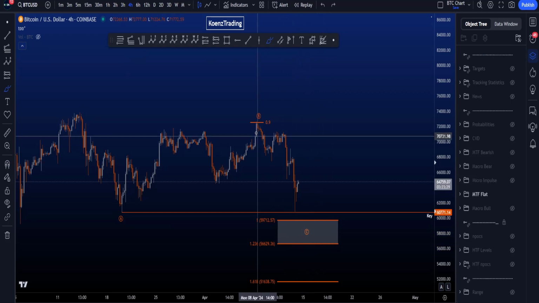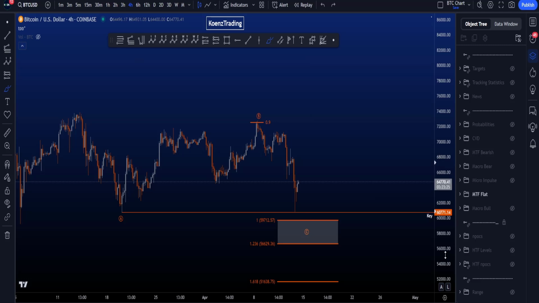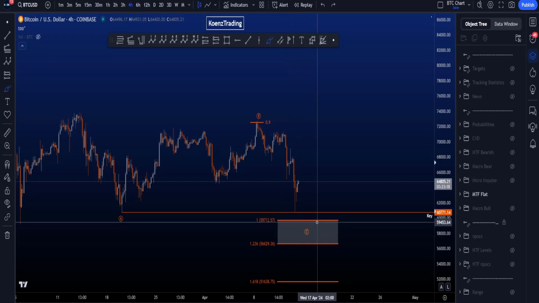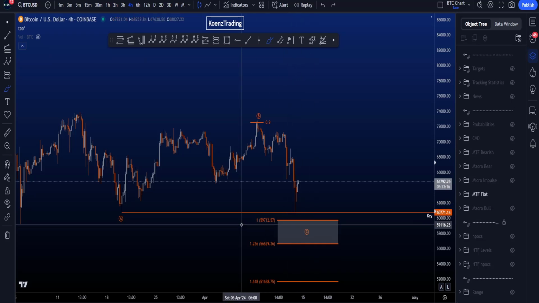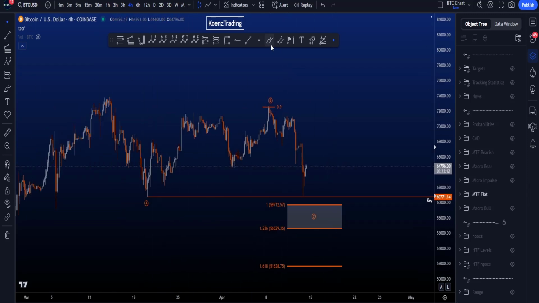And inside this wave B, we are then looking for an impulsive structure to the downside, where for a wave C, the minimum target is price moving below this wave A, which on my chart has not yet happened. Now, I do realize that on other charts it did, but that just increases the probabilities that on the Coinbase chart, we will also still take this low.